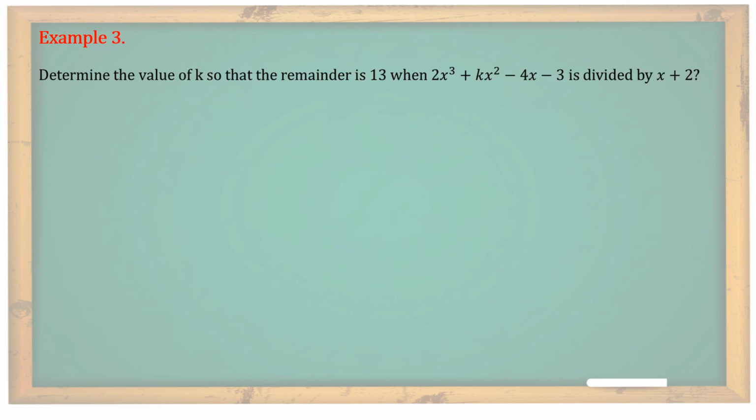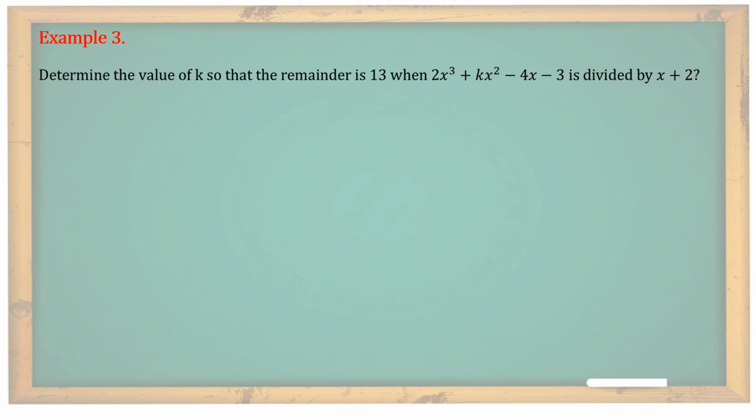Now let's proceed to example number 3. Determine the value of k so that the remainder is 13 when 2x cubed plus kx squared minus 4x minus 3 is divided by x plus 2. So hahanapin muna natin dito, class, yung value ni k.